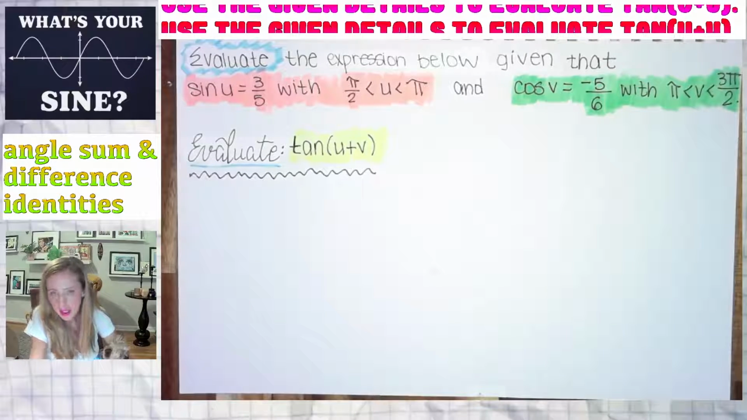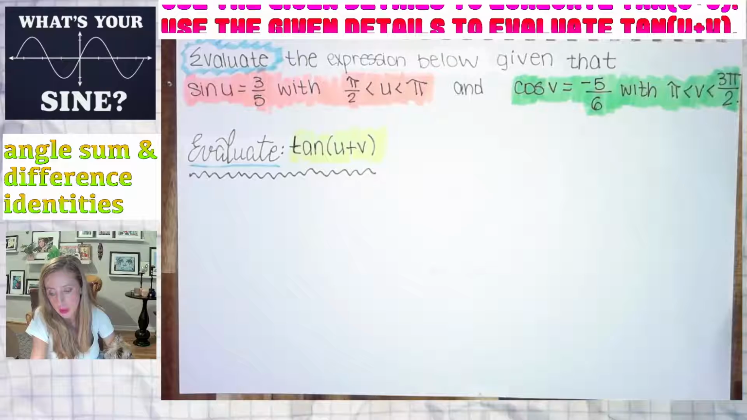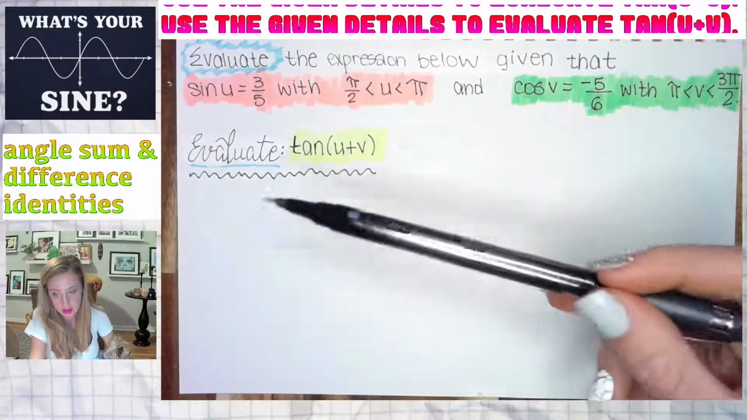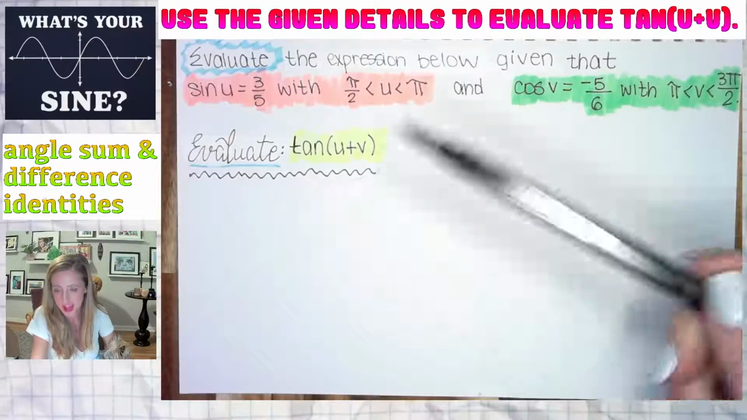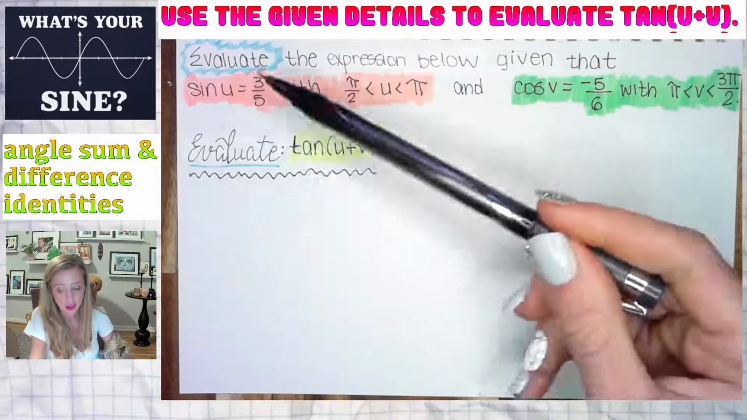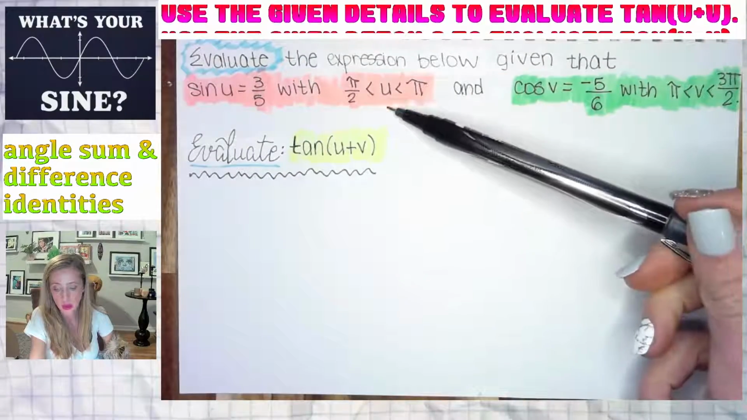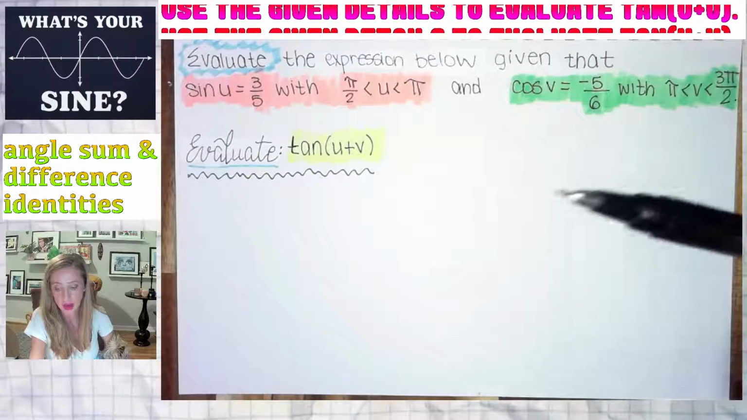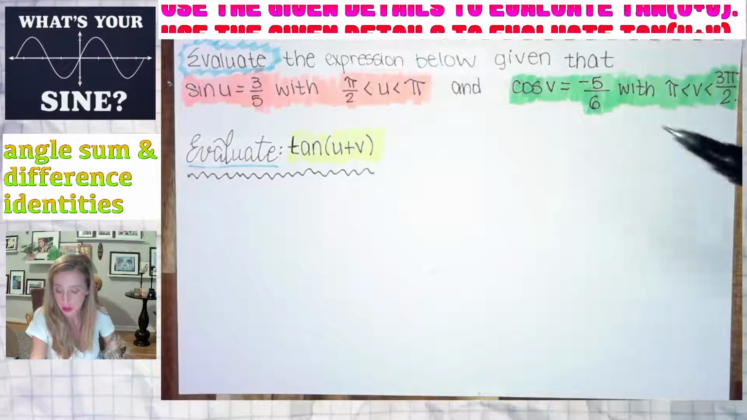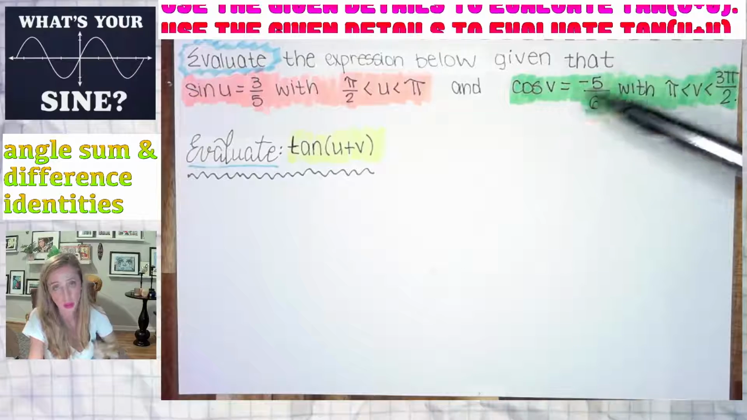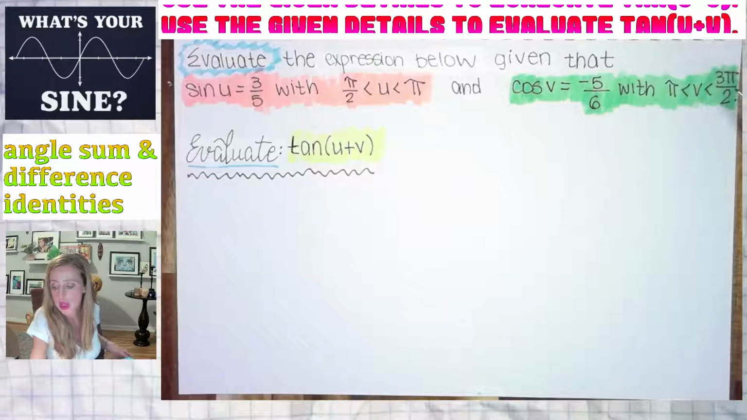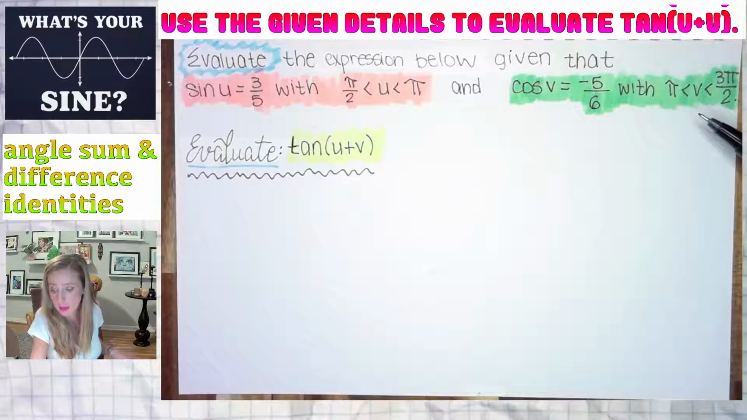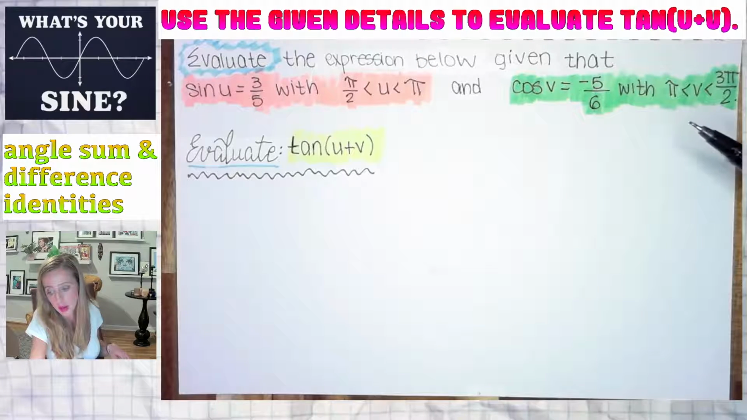Hi everybody. In this video we are going to evaluate this expression below given the same information as in example 1 of this set. Sine of angle U is 3/5 with angle U existing somewhere between pi over 2 and pi, quadrant 2, and cosine of angle V is equal to -5/6 with the condition that angle V exists somewhere between pi and 3 pi over 2.